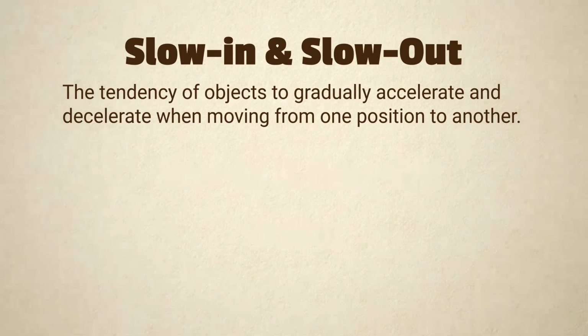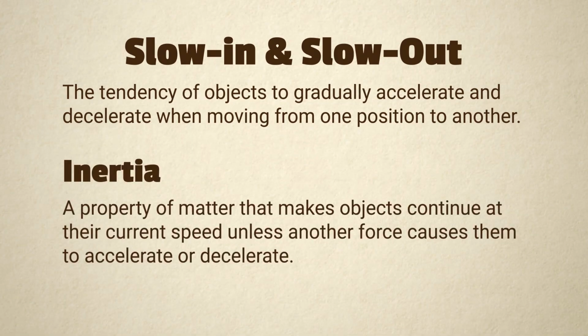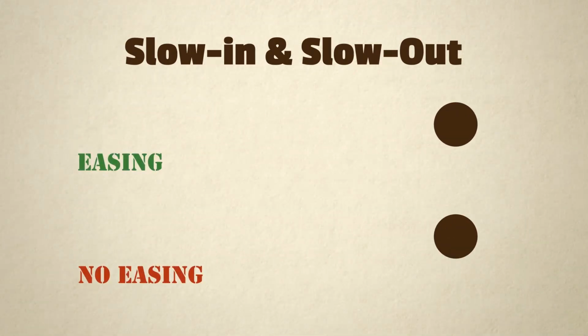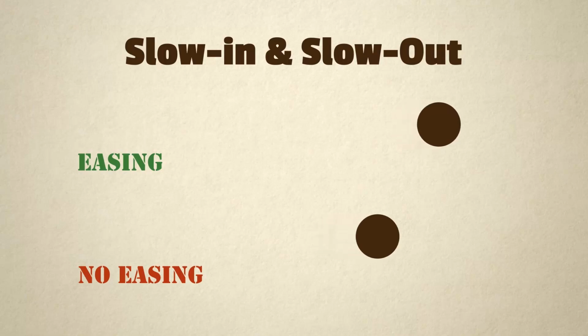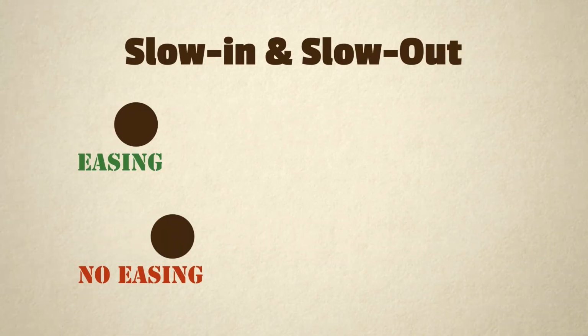Slow in and slow out reproduce the effects of inertia. Inertia is a property of matter that makes objects continue at their current speed unless another force causes them to accelerate or decelerate. If objects move from position to position at an even rate, it looks mechanical or robotic. So we add easing to make them look more organic and natural.